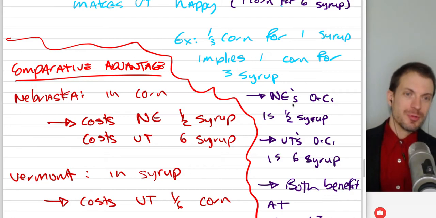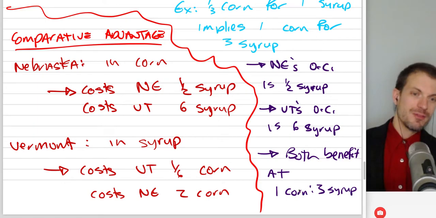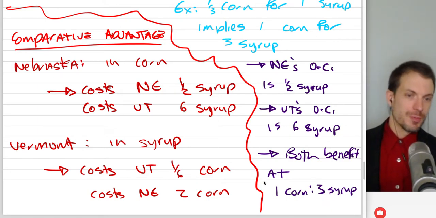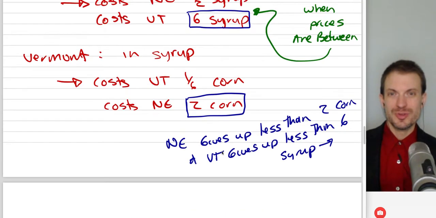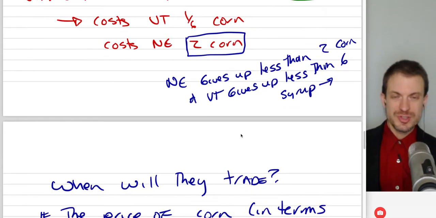Nebraska's opportunity cost was 1/2 syrup. Vermont's opportunity cost was 6 syrup. Both are benefiting at the trade of 1 corn for 3 syrup. So this is the proposed trade. Now there are infinitely many trades, right? The requirement was that Vermont is giving up less than 6 syrup per corn, and Nebraska is giving up less than 2 corn per syrup. So 1 corn for 3 syrup does it.